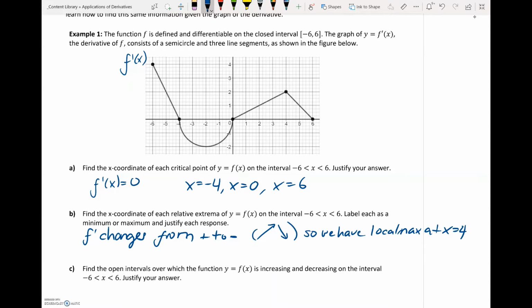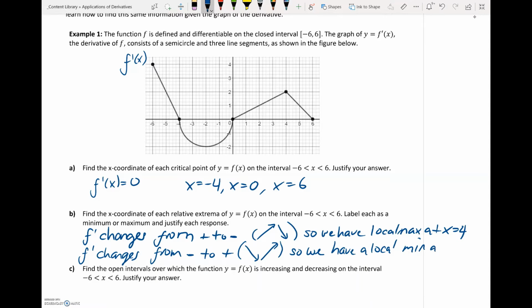Now looking at x equals 0, we're going from a negative y value for f prime to a positive y value. So f prime changes from negative to positive, and if we think about how increasing and decreasing looks, that is this, from decreasing to increasing. So we have a local min at x equals 0.